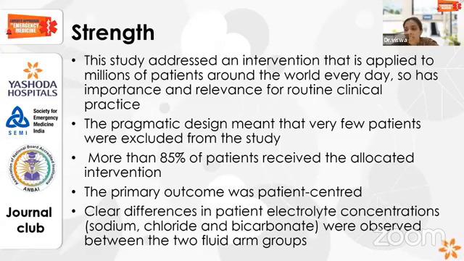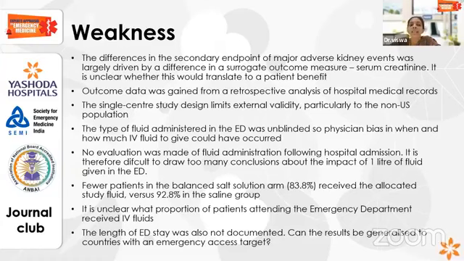A clear difference in patient electrolyte concentrations, as in sodium, chloride and bicarb, was observed between the two fluid arm groups. The randomized trial design resulted in minimal baseline imbalance between the groups. This was further enhanced by a pre-planned multivariable logistic regression analysis of several baseline characteristics for in-hospital death and major adverse kidney events. The high quality of data analysis means that the result can be used to generate hypotheses for future studies.